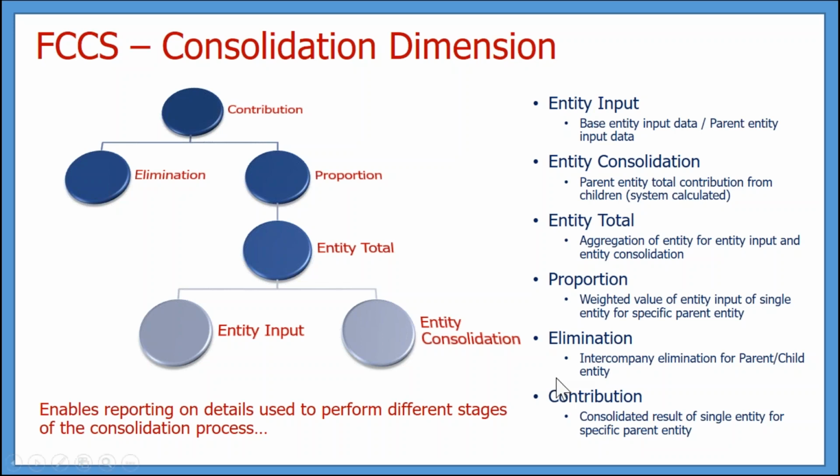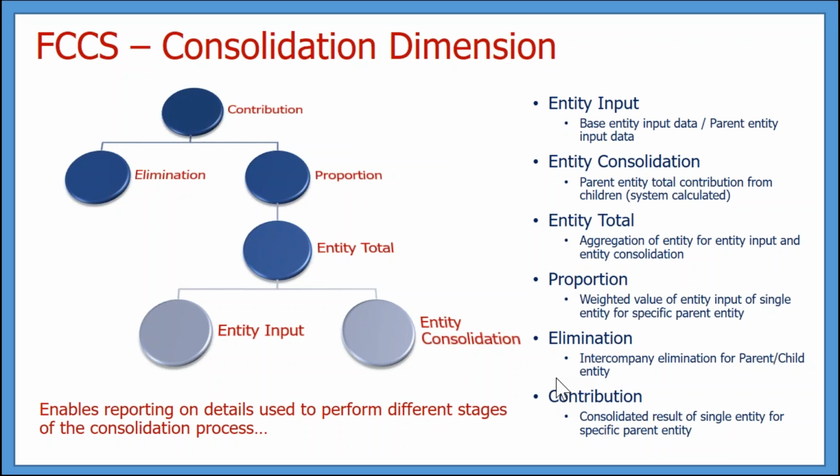You then roll up to the entity total, which is the aggregation of your entity for both the inputs and the consolidation. And then you have the proportion, which is the weighted value of the entity input of a single entity for a specific parent entity. Then if you have intercompanies, you'll have an elimination bucket, and this is the intercompany elimination for that parent-child entity. And then finally, you get to the contribution, which is the consolidated result of a single entity for the specific parent entity.